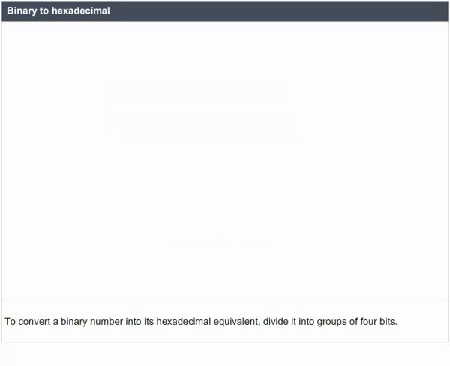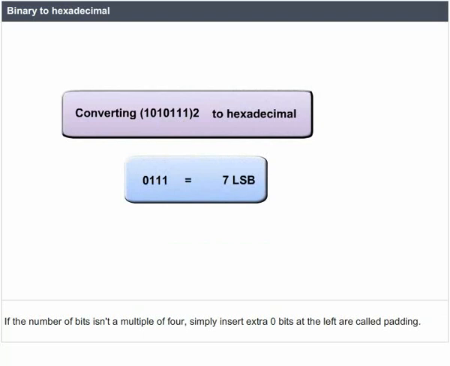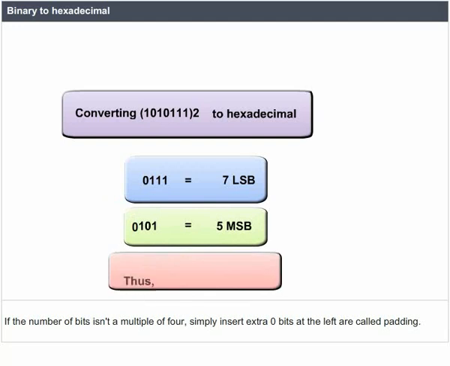Binary to hexadecimal. To convert a binary number into its hexadecimal equivalent, divide it into groups of 4 bits. If the number of bits isn't a multiple of 4, simply insert extra 0 bits at the left, called padding.